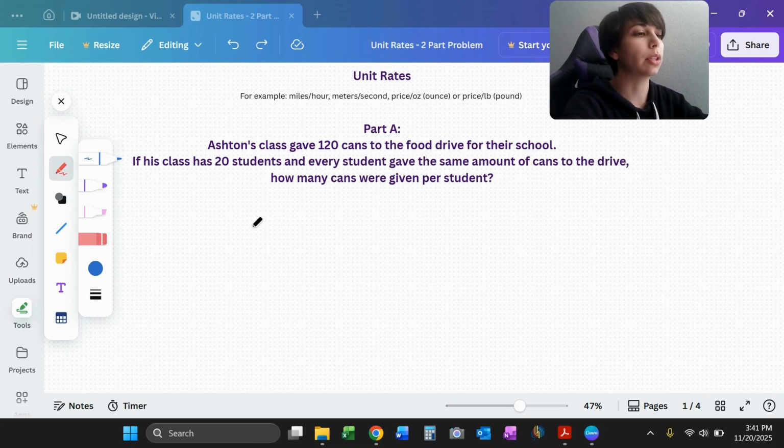Okay, so let's highlight information that's important. 120 cans. There are 20 students. Each student gave the same amount.